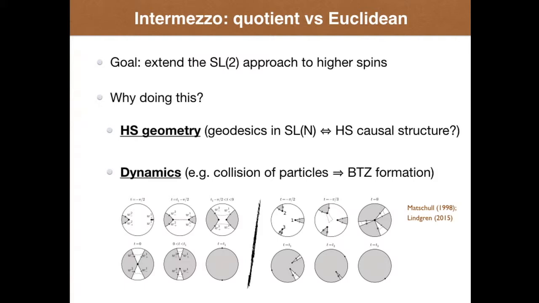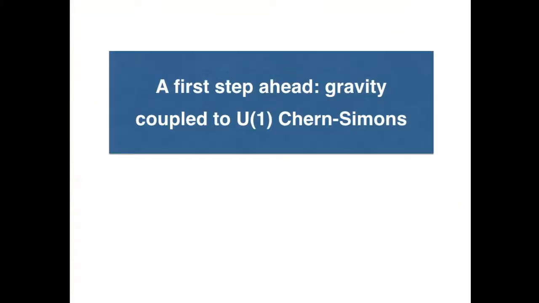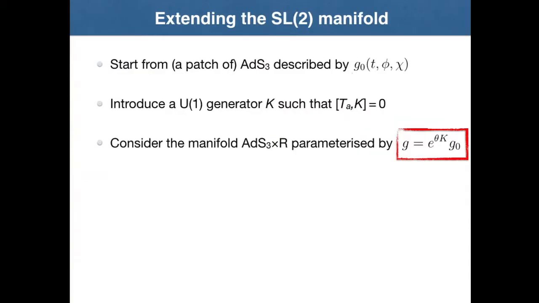So one direction, at the moment I don't have a confirmed result to report, so this is the part which is in progress, but you can hope to use this kind of formulation to consider dynamics. So now, up to now, I just discussed gravity. So let's move a first step ahead, and let's add a U1 Chern-Simons field to see how to characterize the trick that I would like to use for eigenspins.